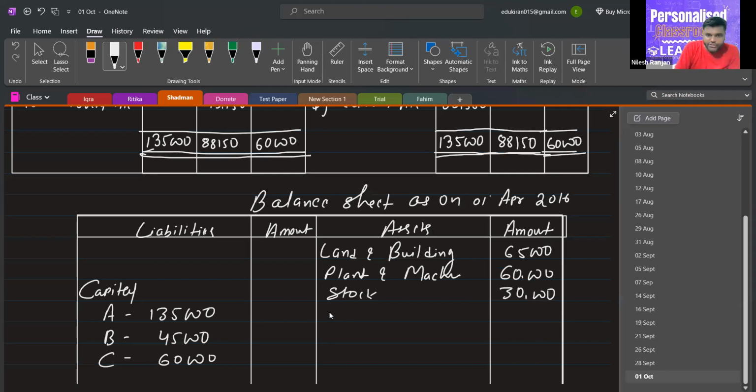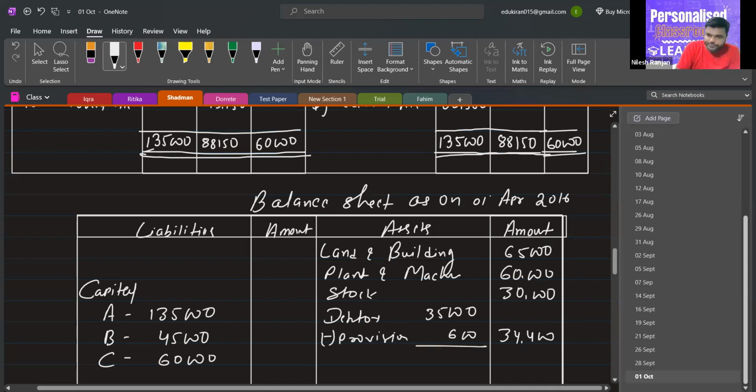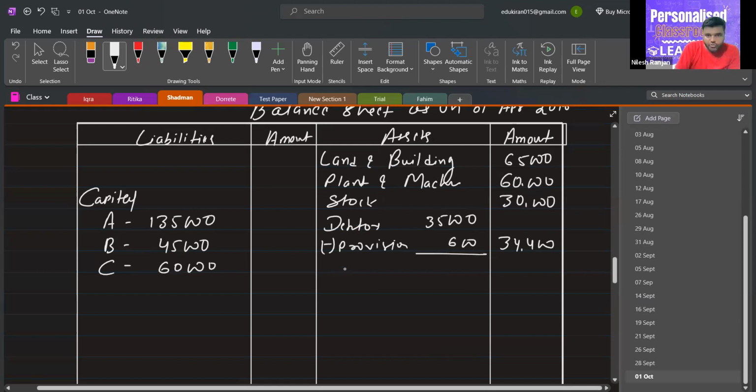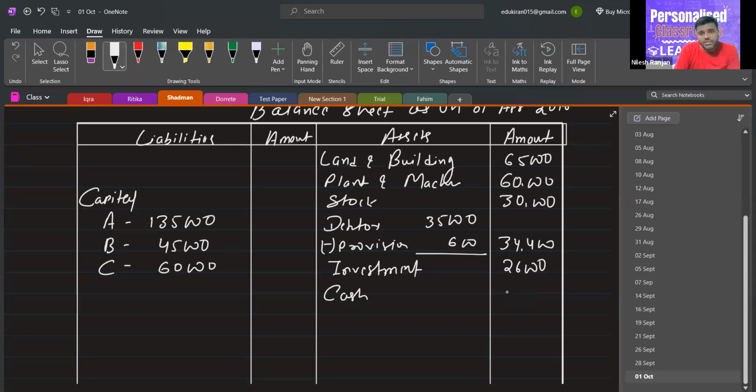There is a change in debtors. Debtors value was 35,000, but the provision amount will change. It is now 600. So 34,400 will be. After this, there is no change in investment also, so the same amount, investment 26,000. And cash: cash is 10,000, but the new partner has brought 60,000. So total 70,000 cash.